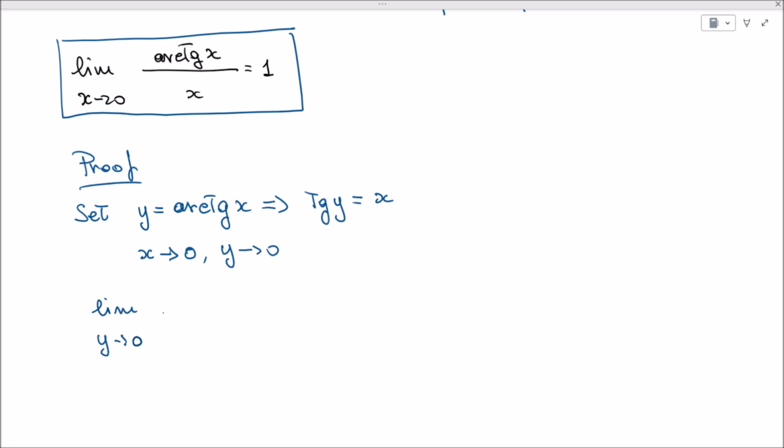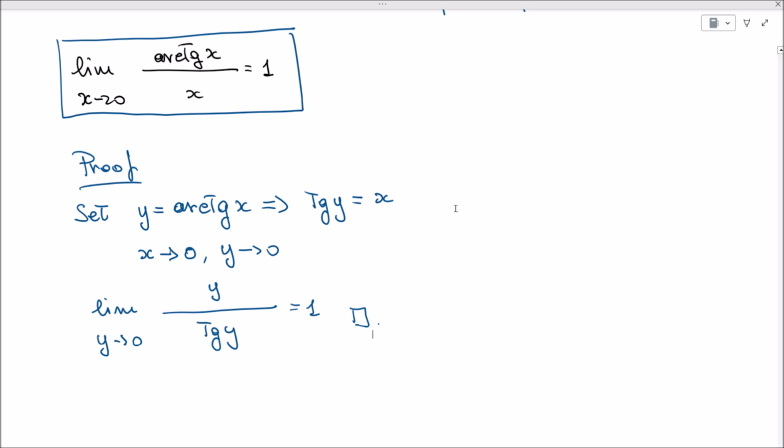Then we have a fraction. Instead of the arc tangent, we will write just y, and instead of x, we will write tangent of y. But this is a limit that we know already, right? We know that this limit is going to be 1, because of the previous proof. So this already proves this other statement.